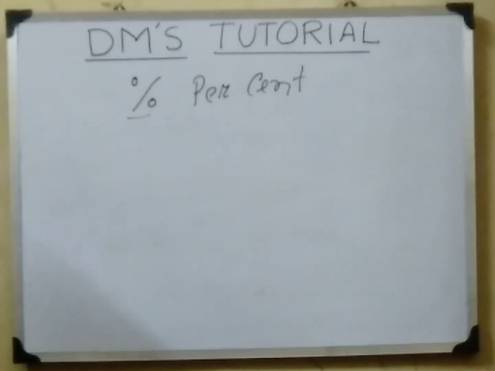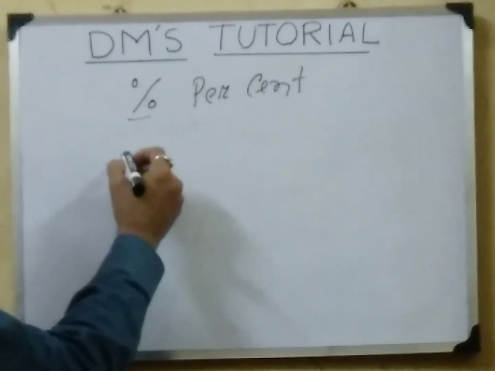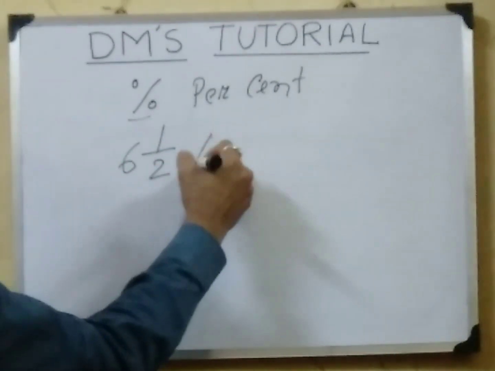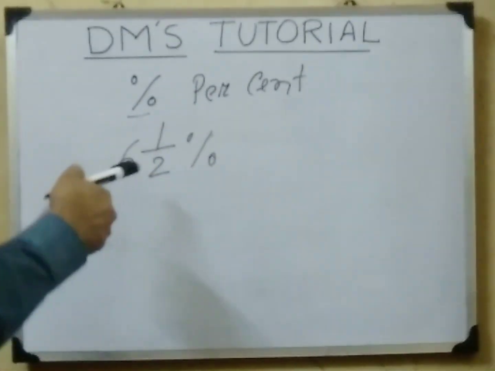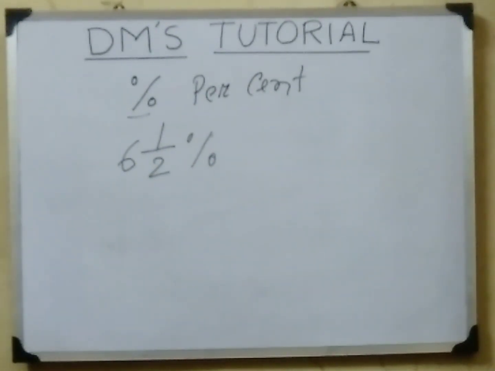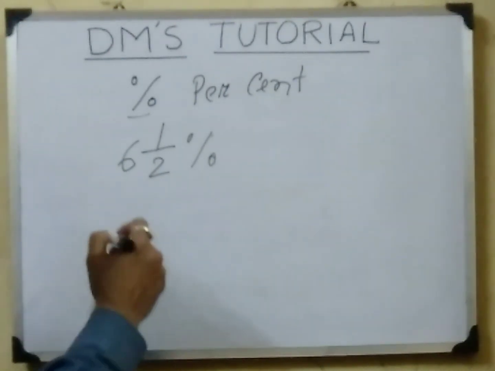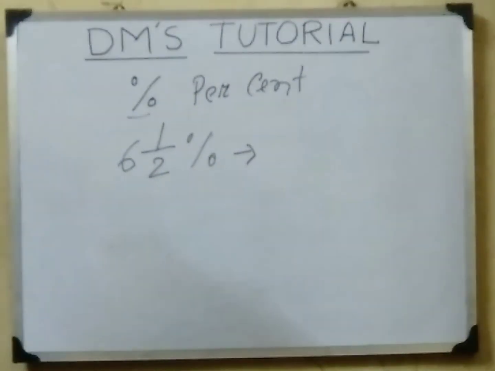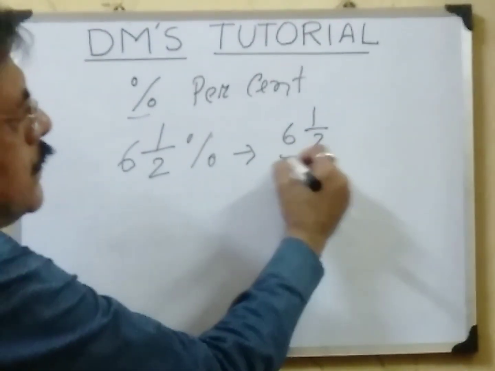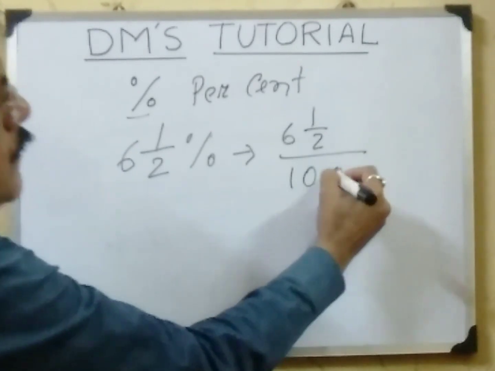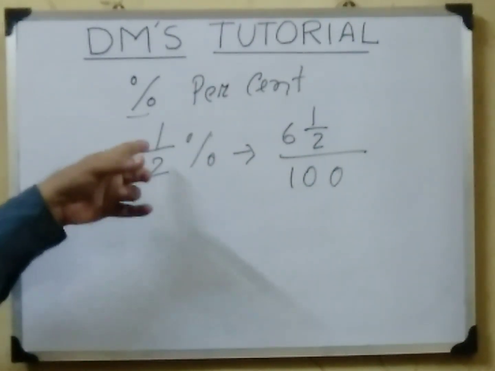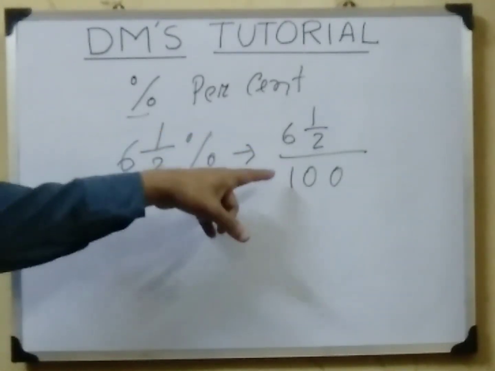I am taking another example. 6.5%. Convert this into fraction. How can I convert this? From definition, we can write it like that. 6.5 out of 100. That means 6.5%.